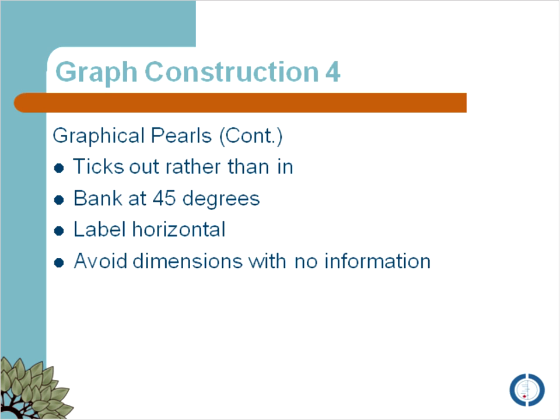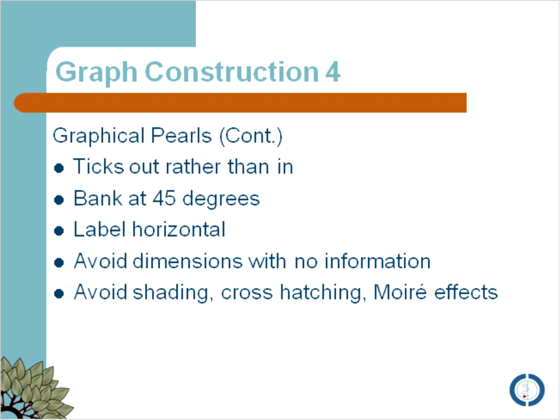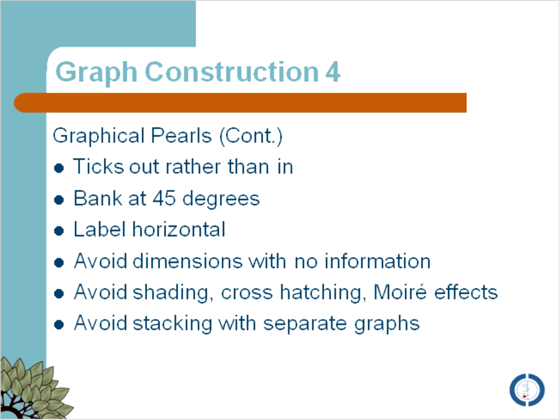Avoid dimensions with no information. This is the issue about going to second and third dimensions when nothing is there. Then for sure don't put that stuff in your graph, and I'm going to show you that in a moment. Avoid a lot of shading or cross-hatching or what are called Moiré effects, because people get misled by all of these things. So they don't turn out to be graphical aids, they turn out to be graphical impediments, and people miscode the graph as a result of using these features. But a lot of packages like to stick them in because they look pretty, but in fact pretty means it's difficult to understand it.